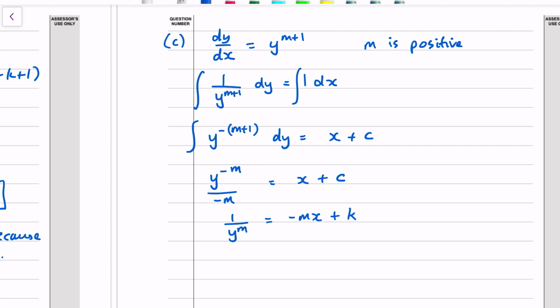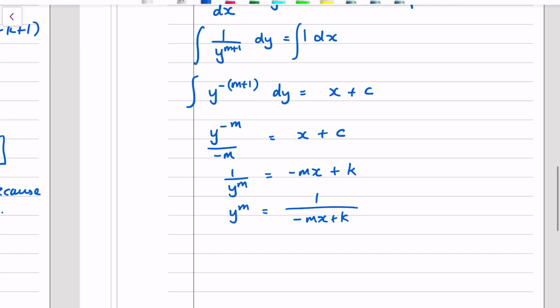Then I can flip this both upside down. y to the m equals 1 over this stuff, and then power of 1 over m, which is the same as the mth root. So they are the functions. When it says all functions, it's a family of functions there because it depends on m and k. And I don't have any information to be able to find it in the problem. Okay, so that there is my equation.